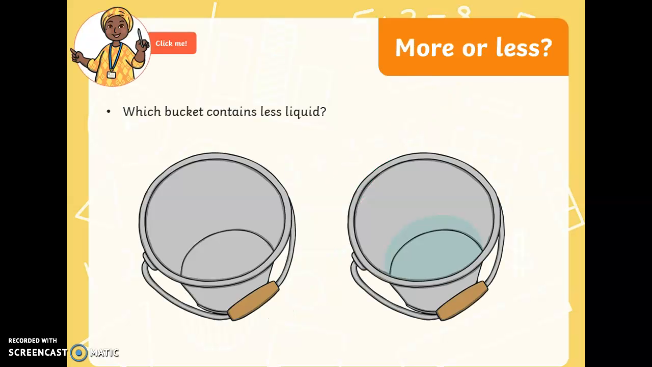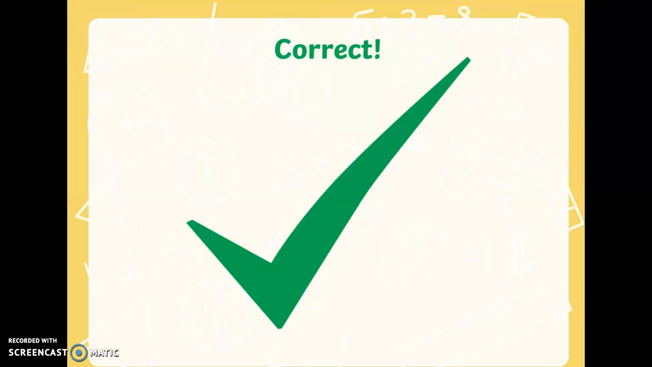Which bucket contains less liquid? Let's look inside the bucket on the left. I can't really see any. And the bucket on the right, I see a little bit. Which one holds less? The important word in the question, less. It's the one on the left.